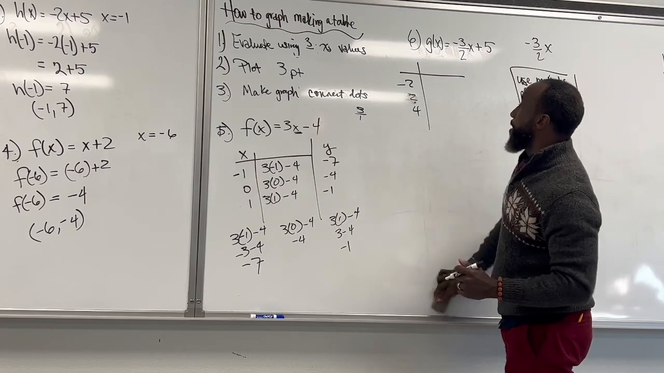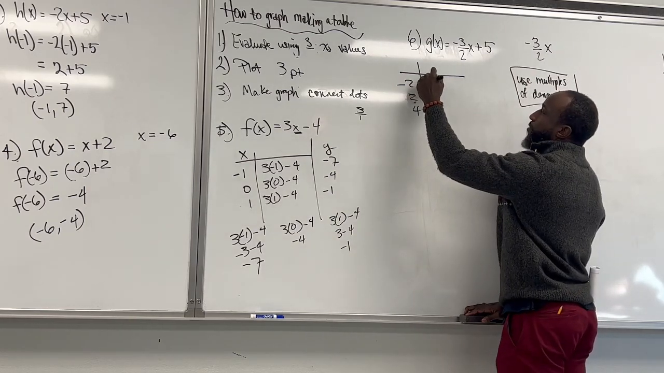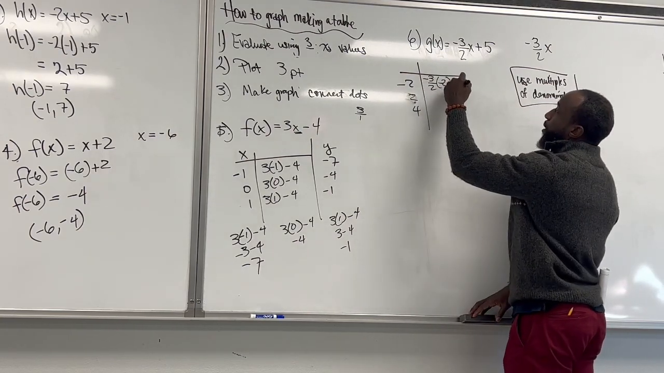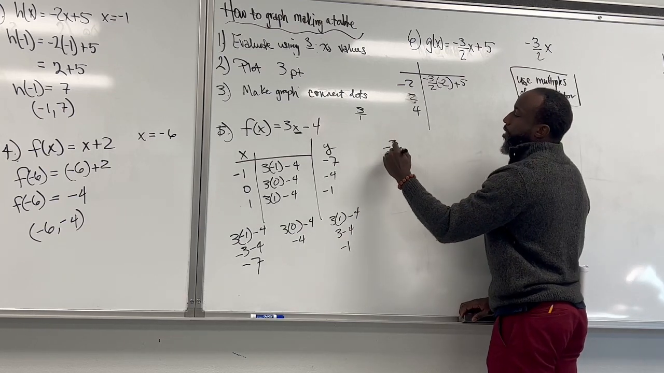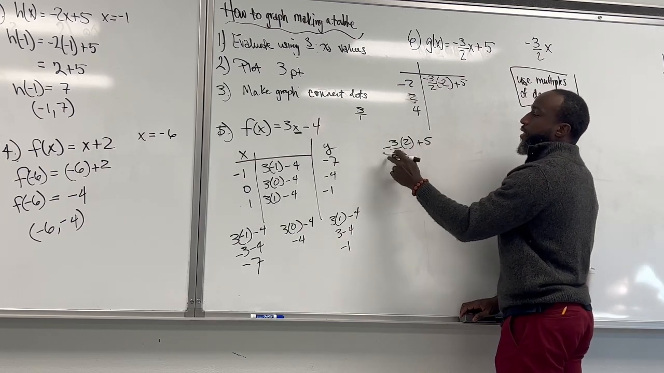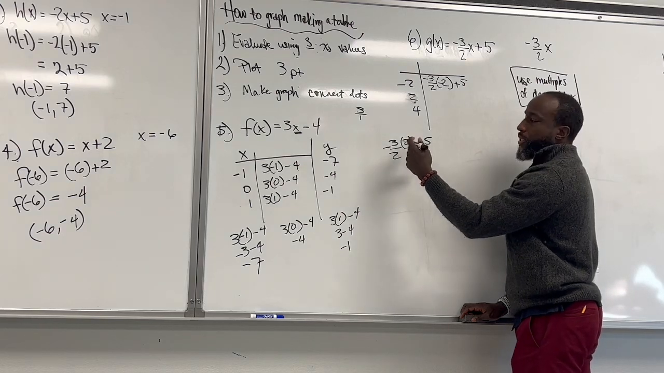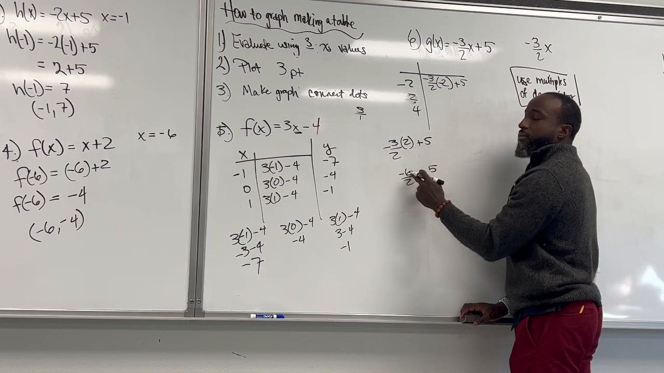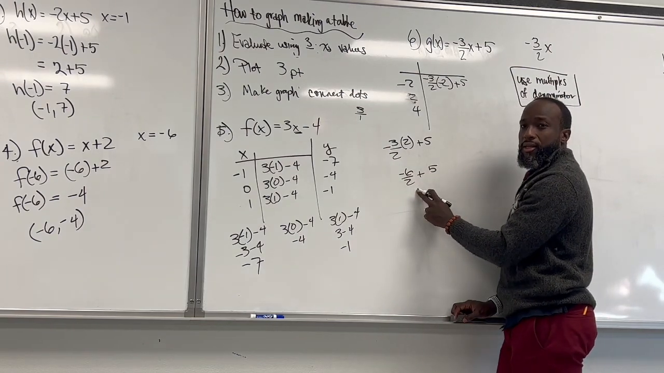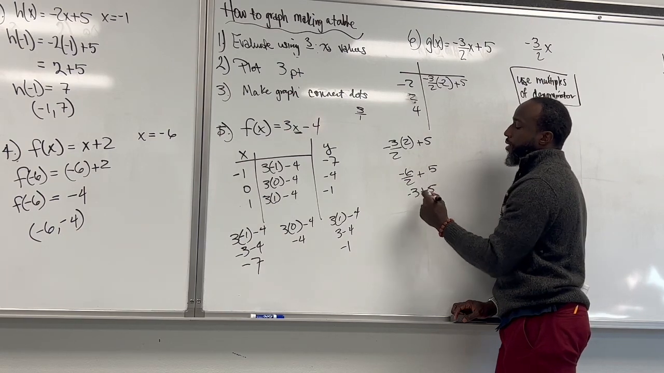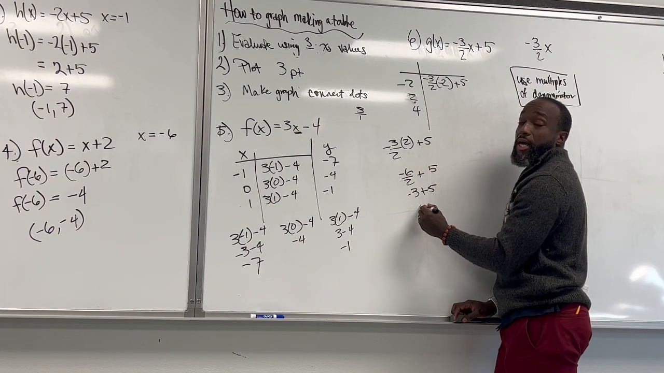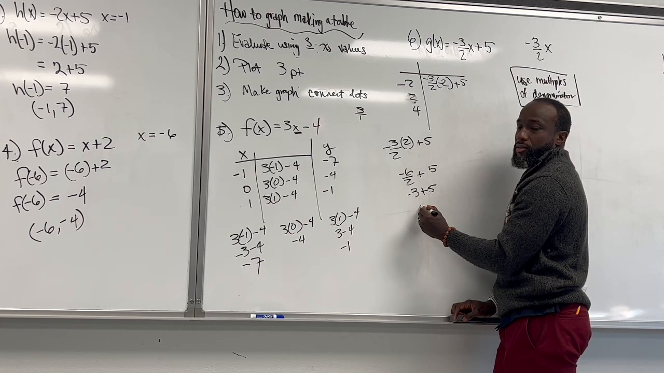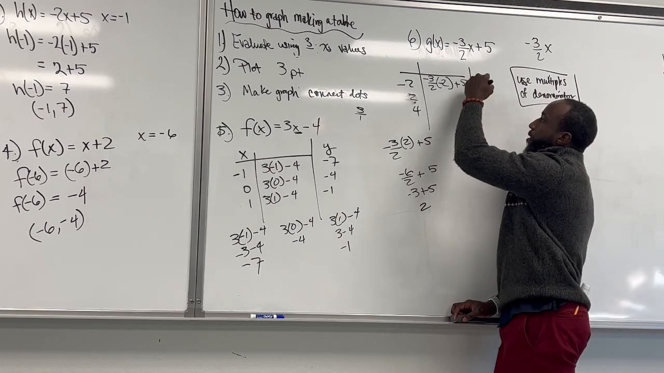Let's do the math. So we're gonna have -3 over 2 times -2 plus 5, right? So let's do it. -3 over 2 times 2 plus 5. So again, we multiply. 3 times 2 is what? So it'll be -6 over 2 plus 5. -6 over 2 is -3. Then you add 5, you get what? -3 plus 5. Oh, 2. Thank you. So that's 2.